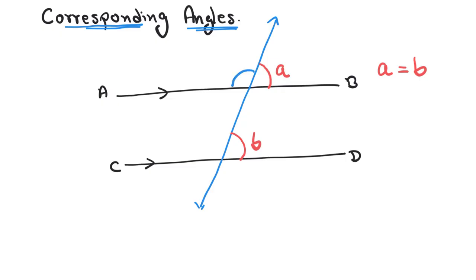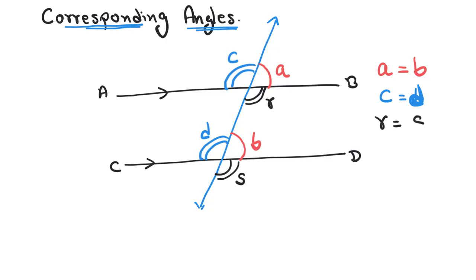What about angle C and angle D? Are they corresponding angles? Yes, so C will be equal to D. Okay, what about angle R? Which angle is it corresponding to? Take a guess. It will be corresponding to S. So R will be equal to S because they are corresponding angles.